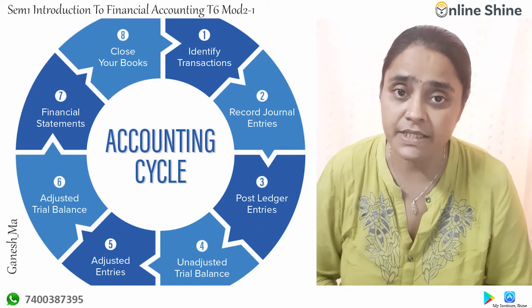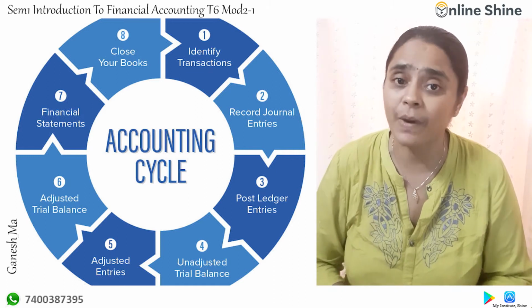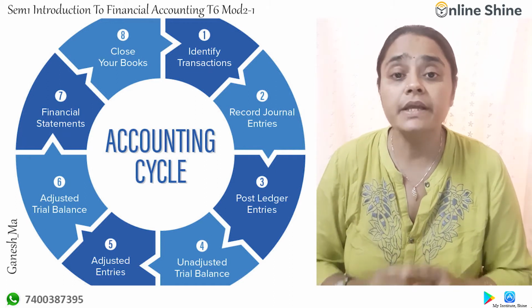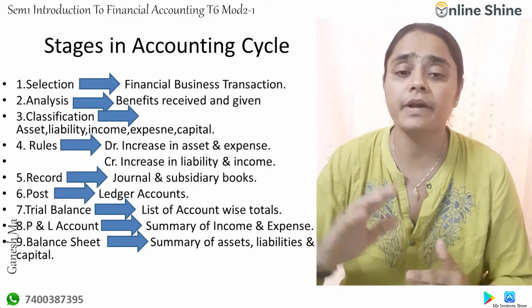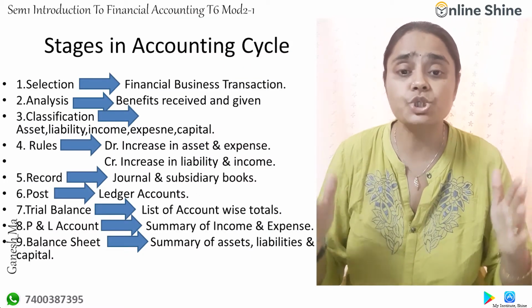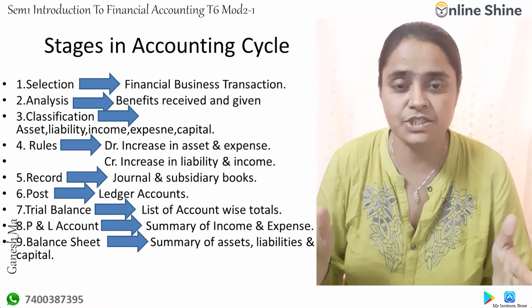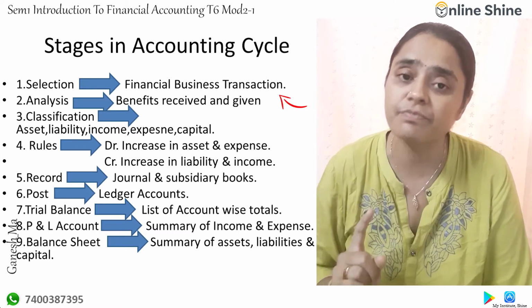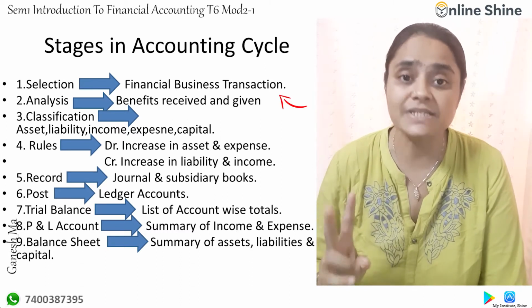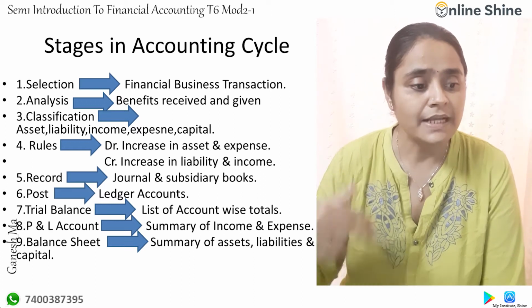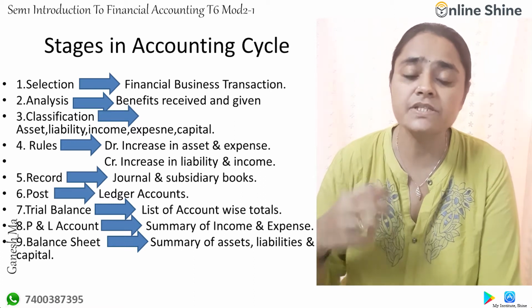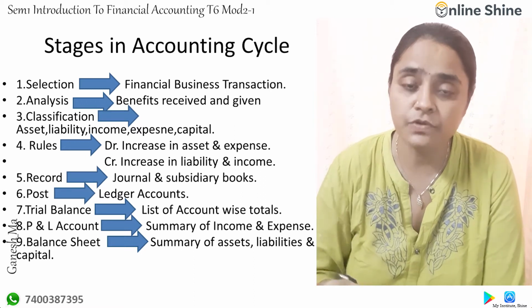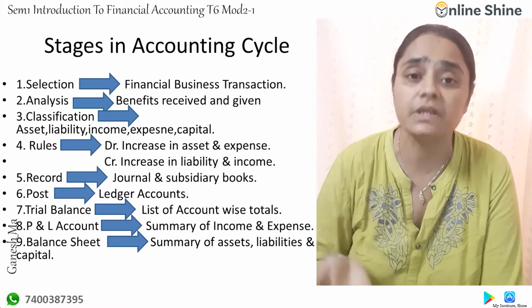The first one in your accounting cycle, stage number 1, is selection. Here you have to select the business transaction; for recording, your transaction should be a financial business transaction. Second stage is analysis of the transaction. That means in analysis you have to see whether you are receiving any benefits or giving any benefits. So are you a receiver of the benefit or a giver of the benefit?